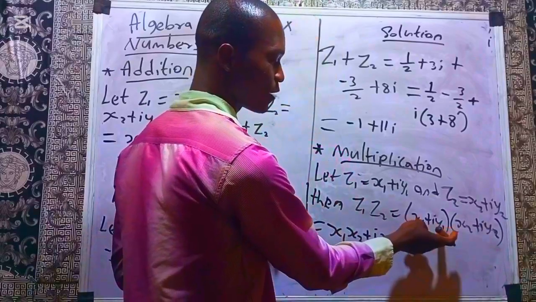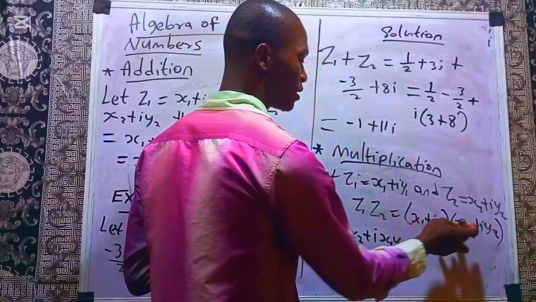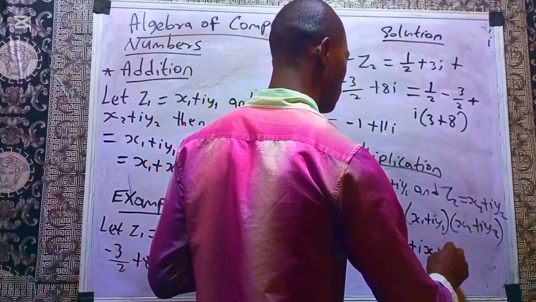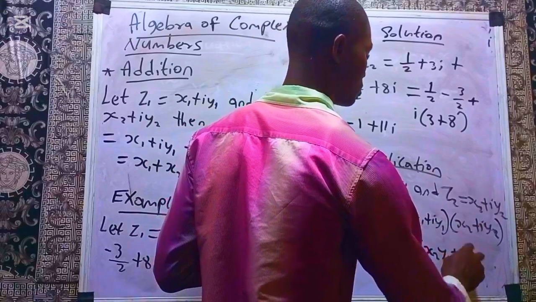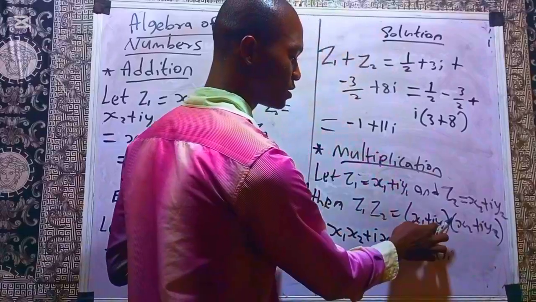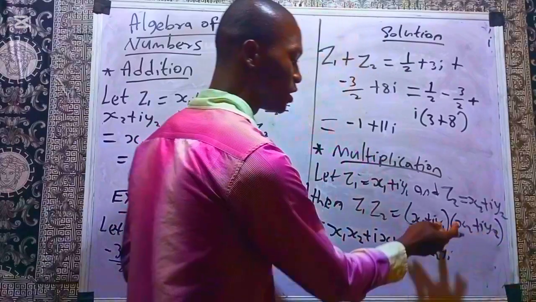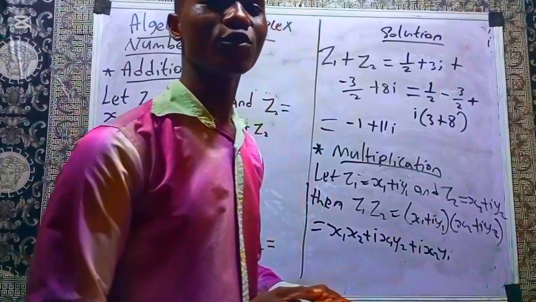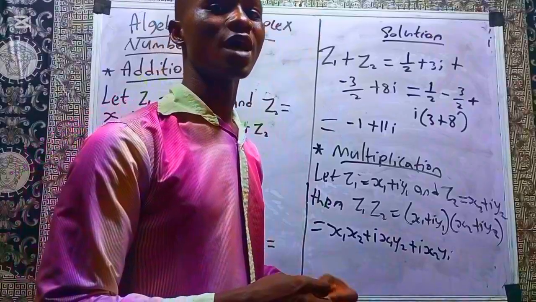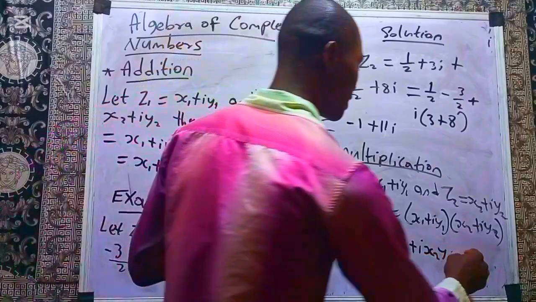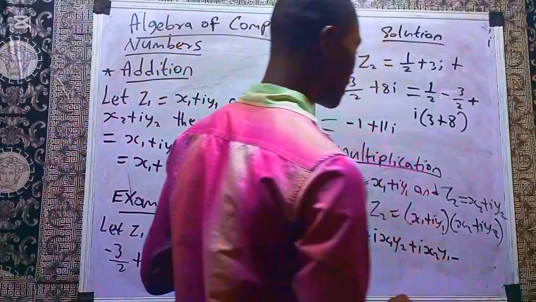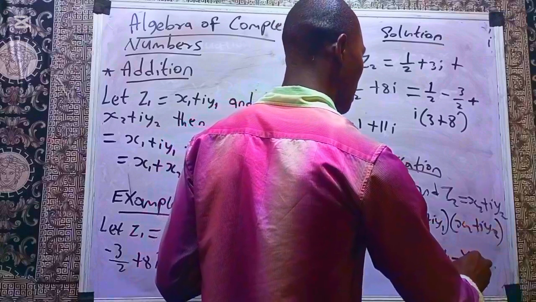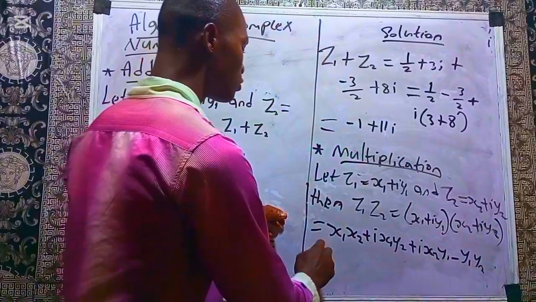We'll pick iy1 to multiply everything here. iy1 times x2 will be i x2 y1. Then plus, we have iy1 times iy2. When you do iy1 times iy2, you do first i times i, which gives you i squared. But in our previous video, I told you that i squared is minus 1. So you have negative 1 times y1 times y2, which will be minus y1 y2.